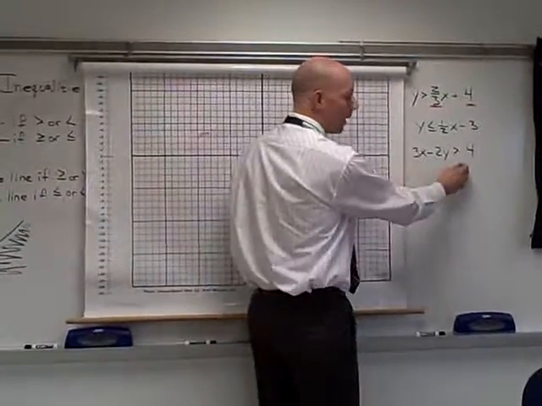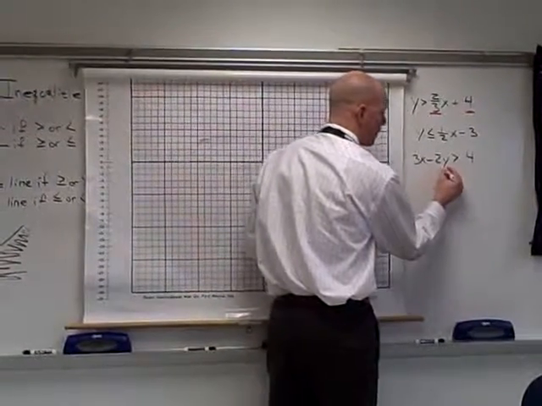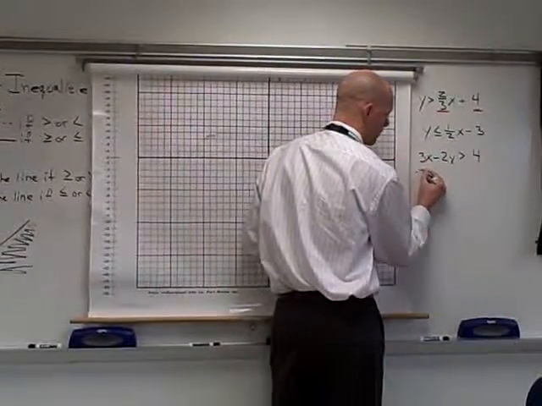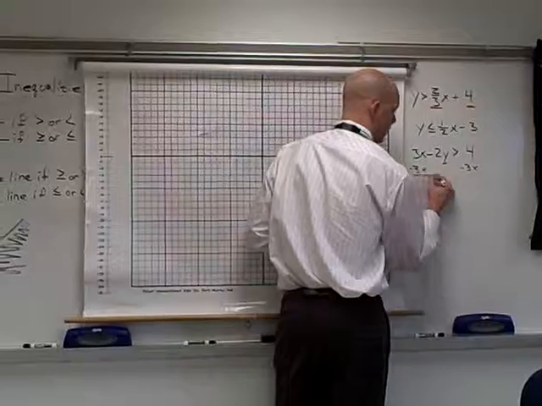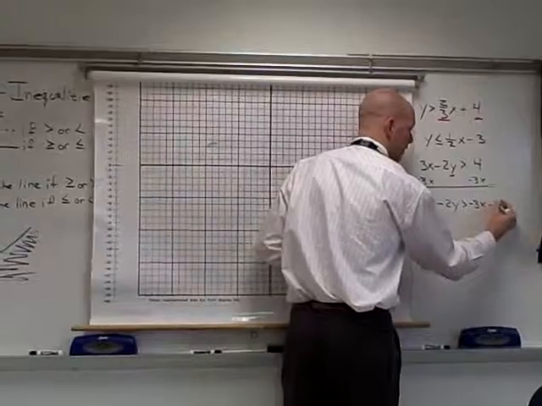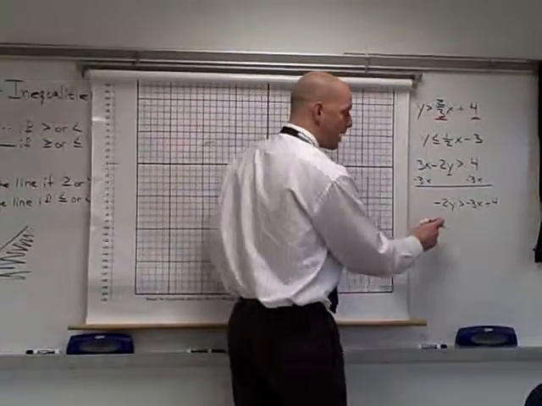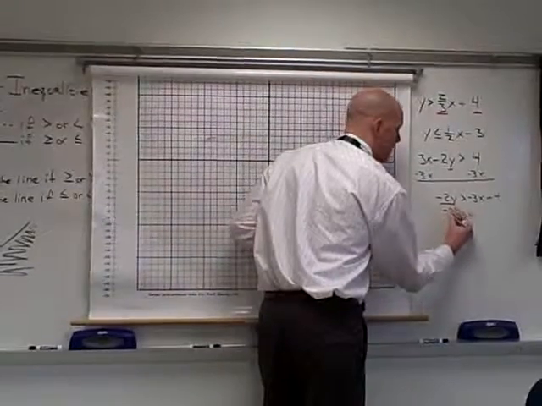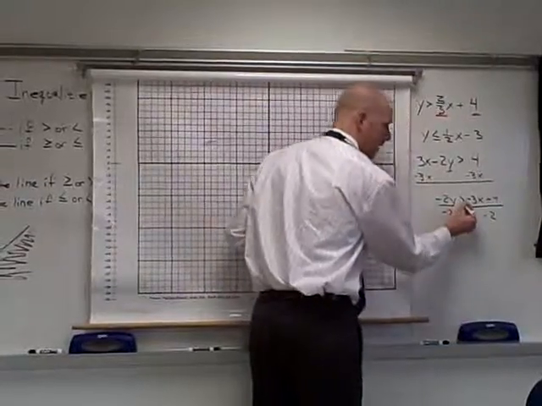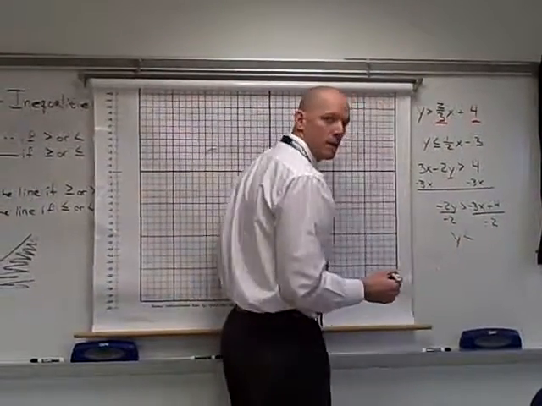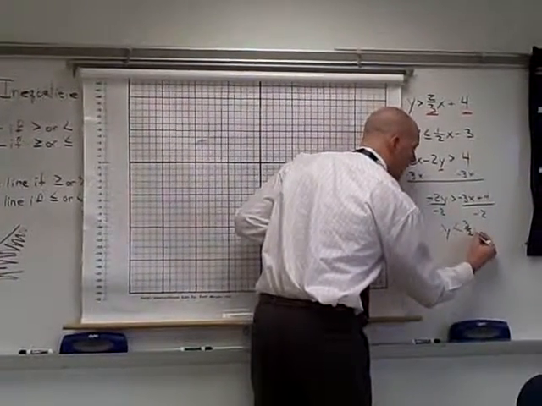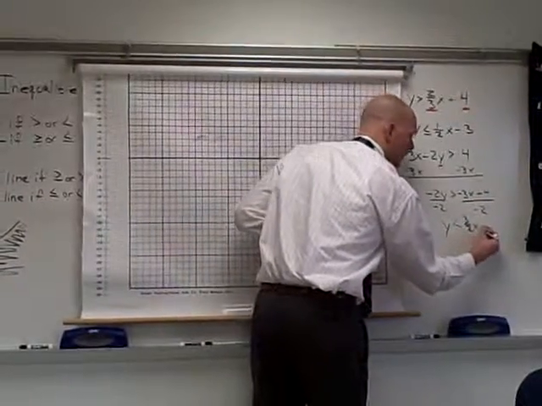Alright, so we're in standard form. I need to solve this equation for y. My first step is simply to subtract 3x from both sides. That leaves me with negative 2y greater than negative 3x plus 4. Now, for this next step, dividing by negative 2, hopefully you remembered that whenever I divide both sides by a negative, the inequality symbol gets flipped. Negative 3 divided by negative 2 is a positive 3/2. Positive 4 divided by negative 2 is negative 2.